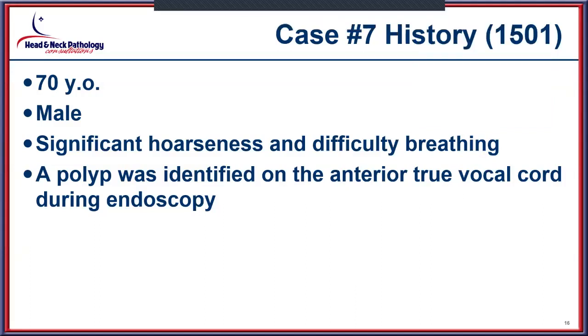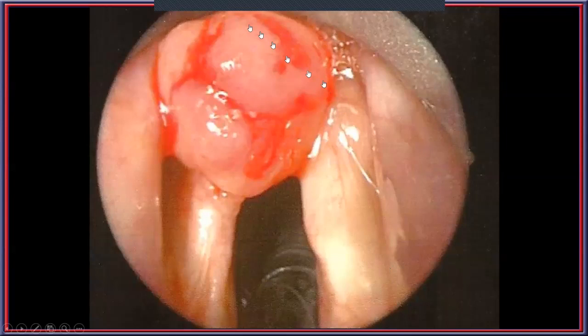In case number 7, it was a 70-year-old man who presented with hoarseness and difficulty breathing with a polyp identified along the true vocal cord. If you think about how these lesions present, they are often a remarkably large lesion. They tend to involve the anterior cord space much more frequently than they do the posterior cord, and so this would be one of the tip-offs to the diagnosis.